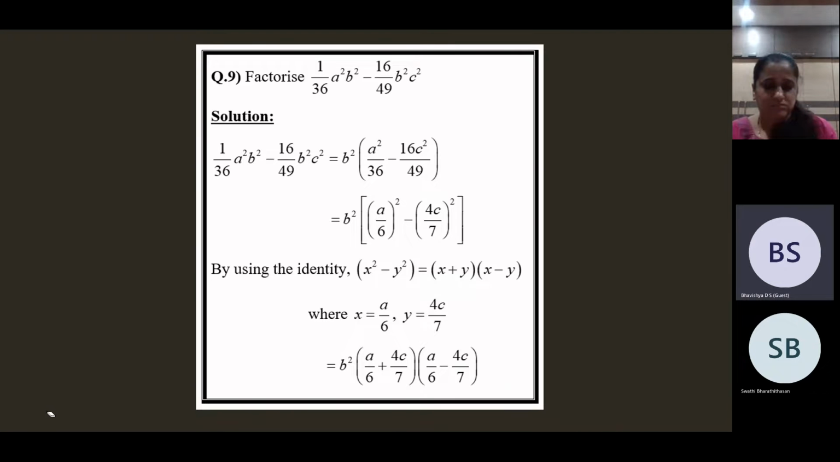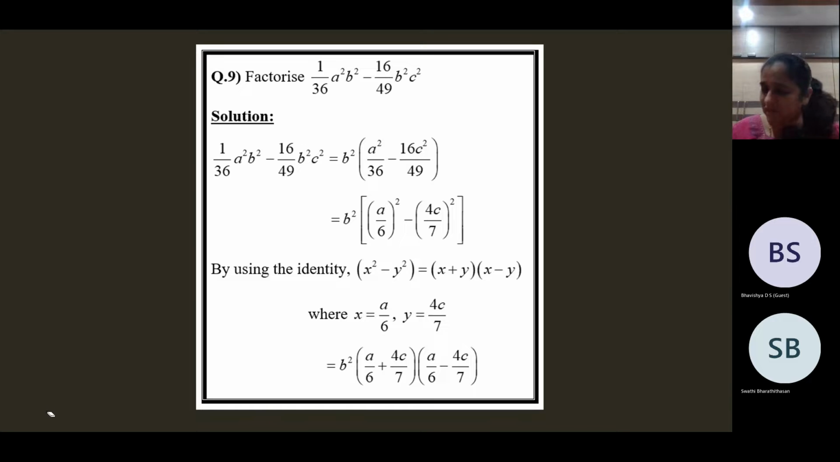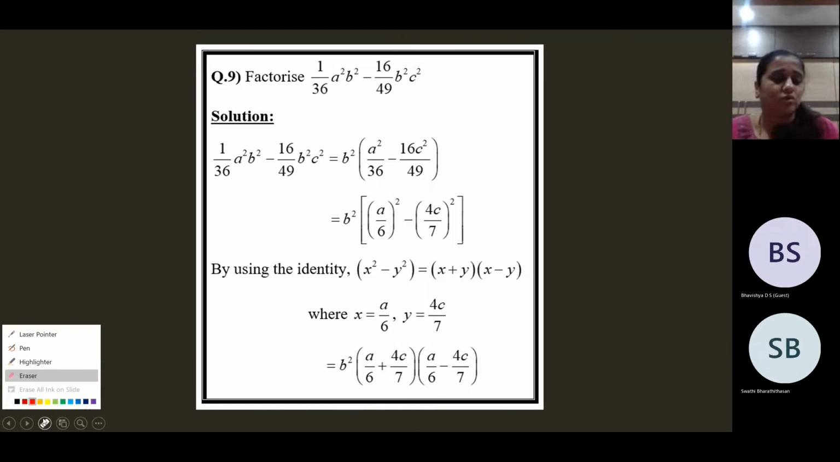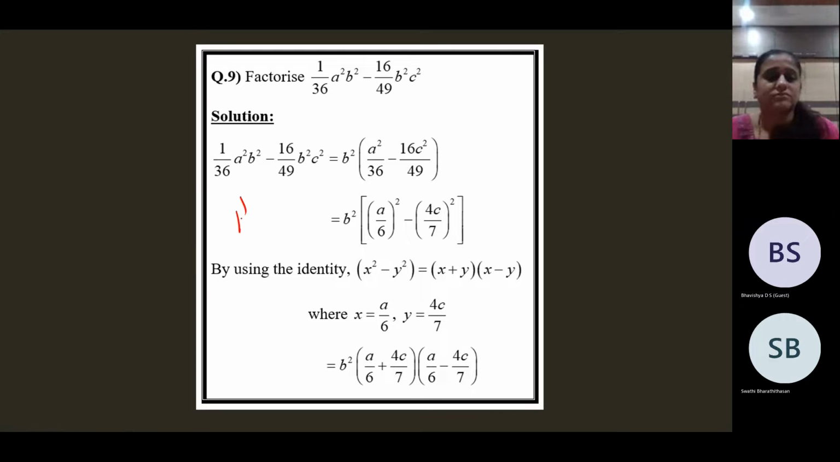Ma'am, for me, how many marks, ma'am? 1 second. I'm just checking if all your steps are right. Yeah, Swati, Bhavisha, you get 2 on 2. Swati 1/4 because taking out B square common is a very important step. Swati 1/4 on 2. Bhavisha 2 on 2. Yes, ma'am.